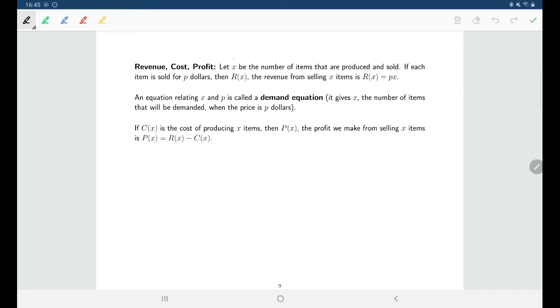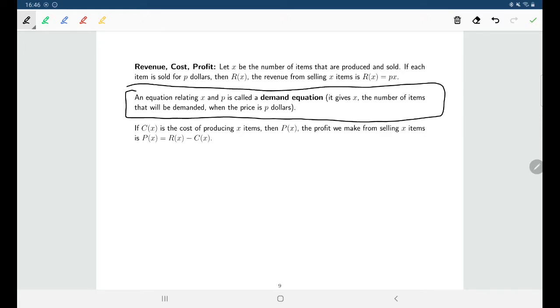In these sorts of scenarios, I'm going to be having X represent the number of items that we produce and sell. We're going to assume that whatever I produce, I sell, that there's nothing going to be left over or unsold. And as it is generally in real life, there's a relationship between the price that you're going to sell things at and how many things you sell. And that relationship is called a demand equation. A demand equation is an equation that will give the relationship between X, number of items that you sell, and P, the price you're choosing to sell those items for.